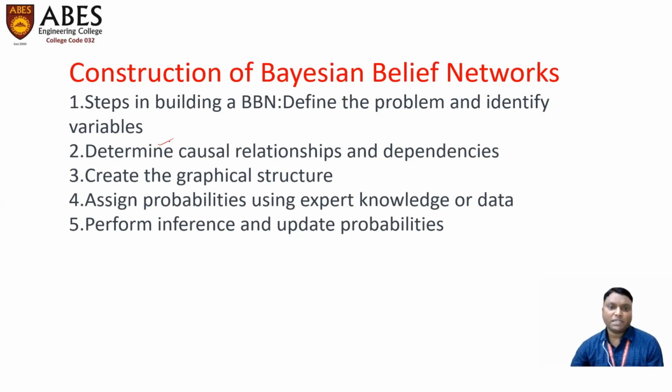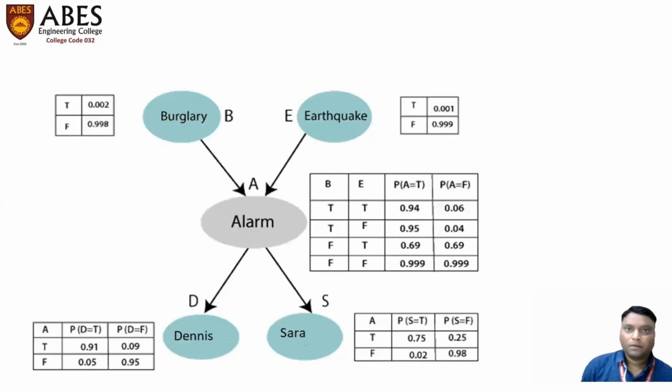Assign probabilities using expert knowledge or data. The data or knowledge is given in the problem statement. You just have to follow the instructions given in the problem statement, and perform inference and update probabilities. So these are the things which are used while using a Bayesian belief network. Now I will explain this with an example.